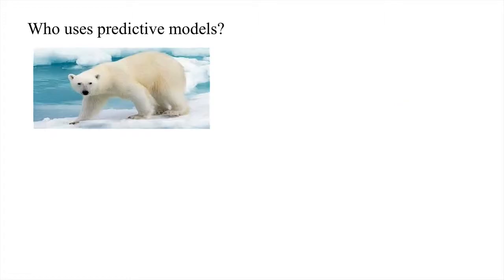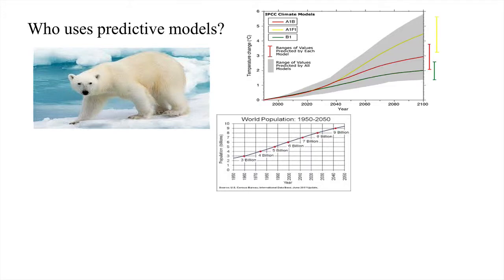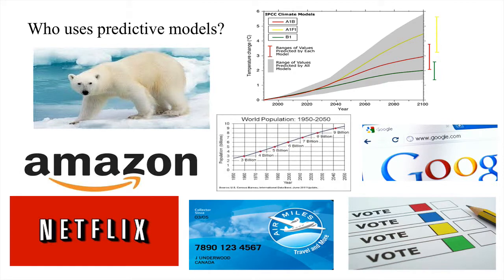Well, who makes predictions? Biologists might make predictions, for example, polar bear weight based on their claw size or snout length. However, we may wish to make predictions about the world population sometime in the future, or indeed climate and how climate might change over the coming decades. Companies around the world also use predictive modeling to understand customer behavior and what they will be choosing in the future.